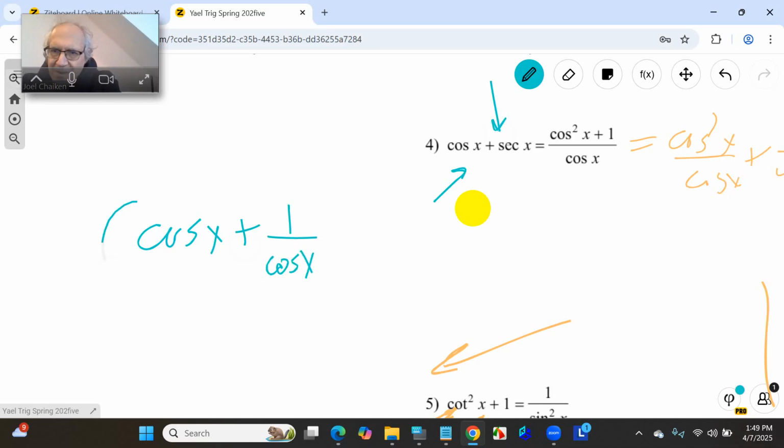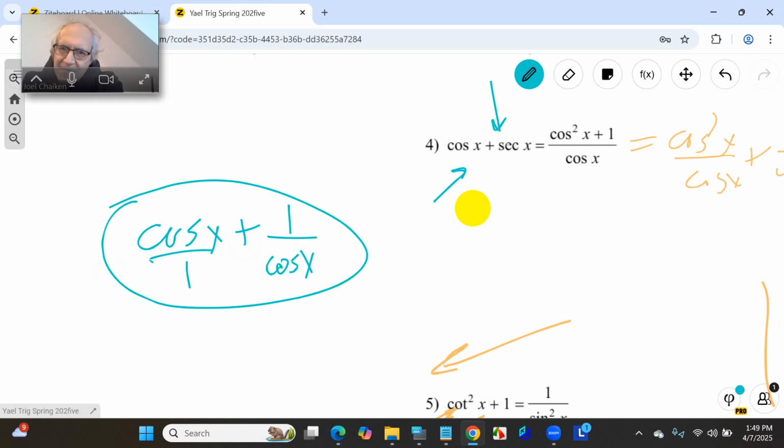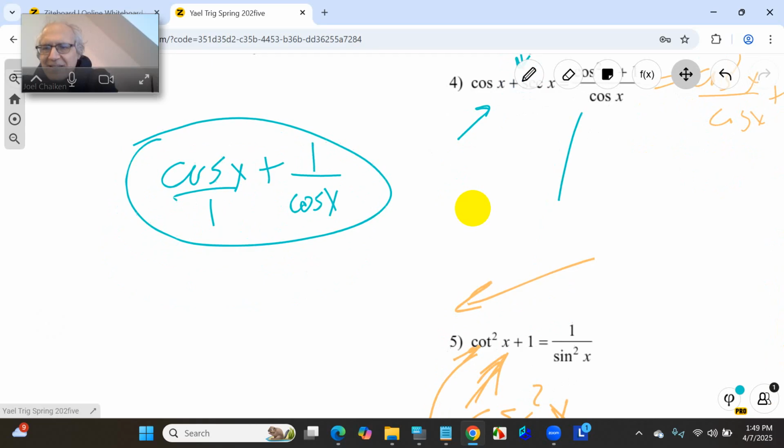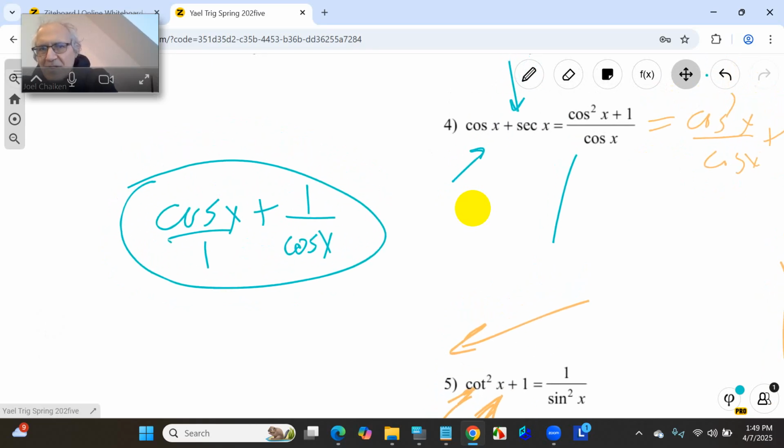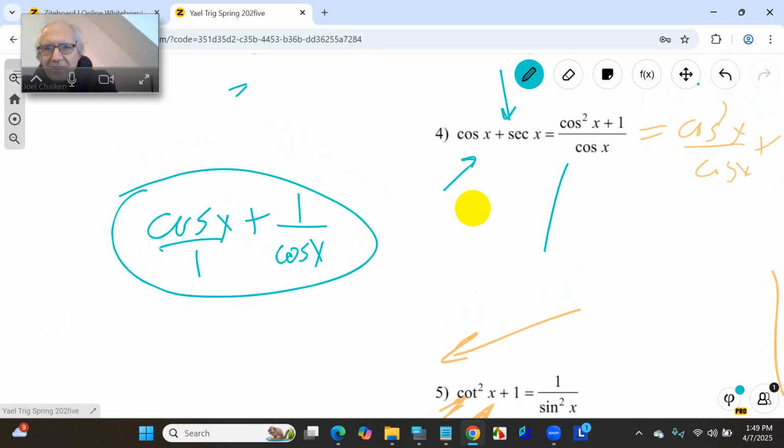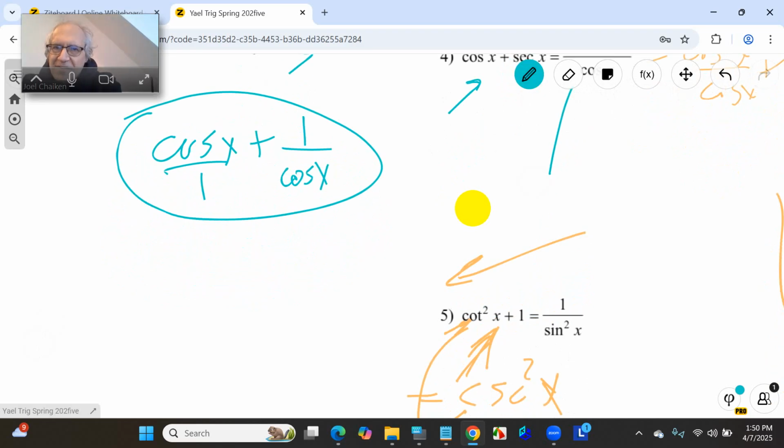You've got a problem here because you have to add these fractions. So the common denominator is going to be cosine of x. You know what this is like doing? This is like doing 3 plus a third. So how do you do it? You need a common denominator, which is going to be cosine of x.